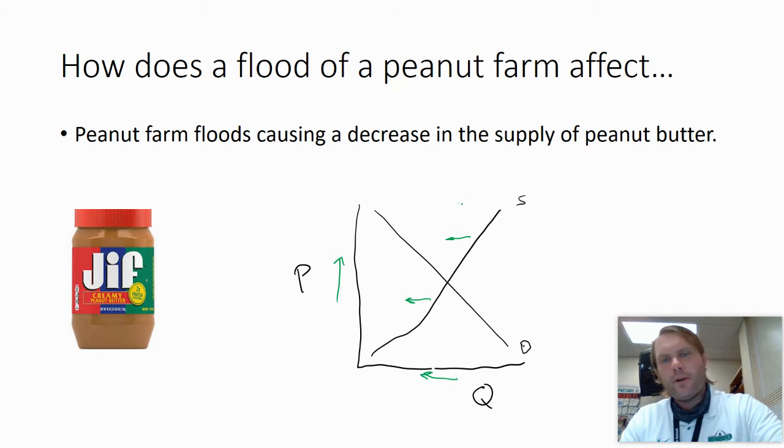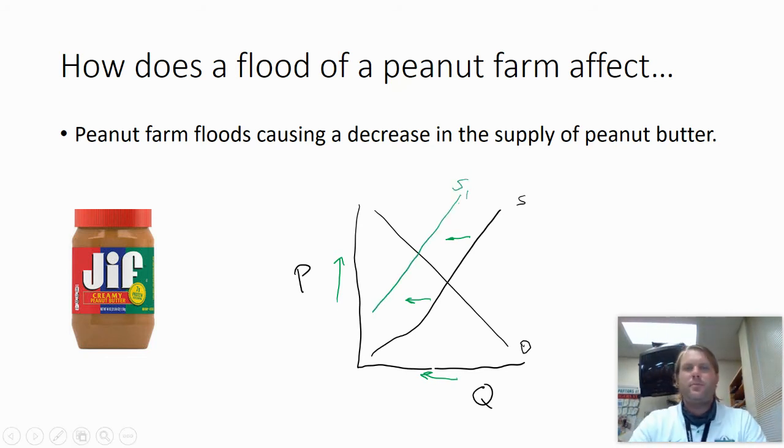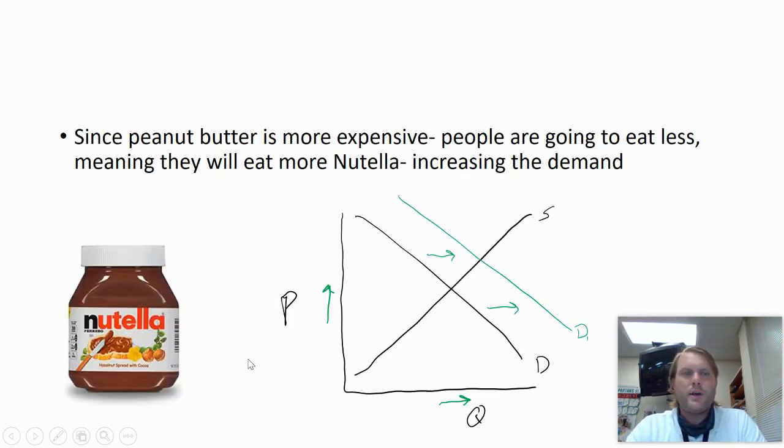I didn't draw my graph right. I forgot to draw my supply curve there. All right, so there's my supply curve moved. And so now we know the price of peanut butter is increasing and the quantity is decreasing. Okay, so to substitute peanut butter, since it's expensive, I said that since peanut butter is more expensive, people are going to eat less of it, meaning they will eat more Nutella, which is a substitute good, in my opinion. So we have an increase in demand for Nutella.